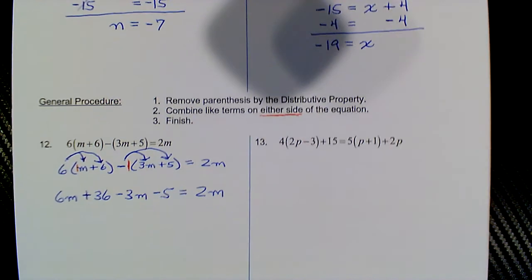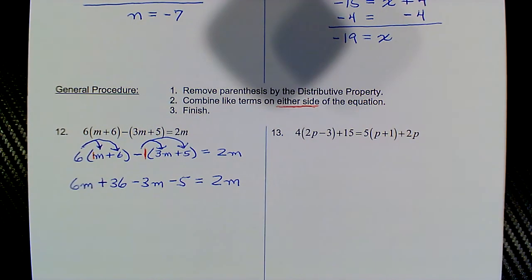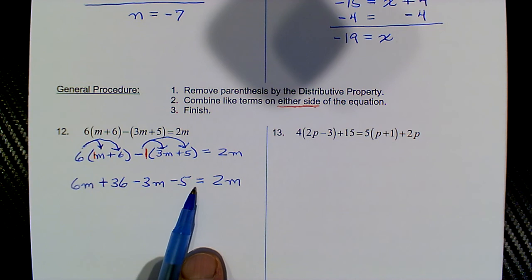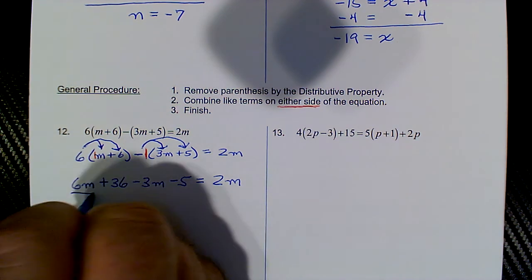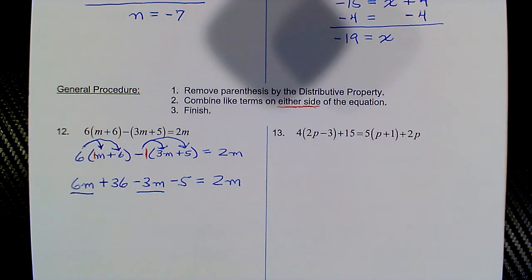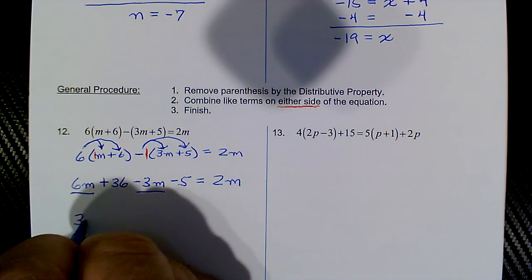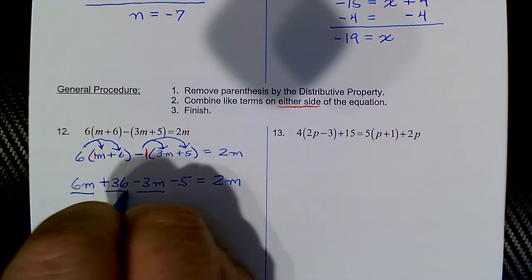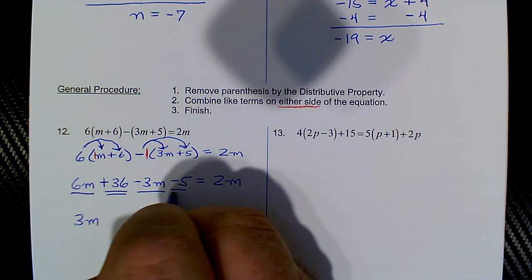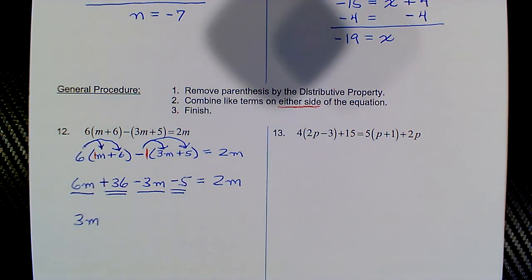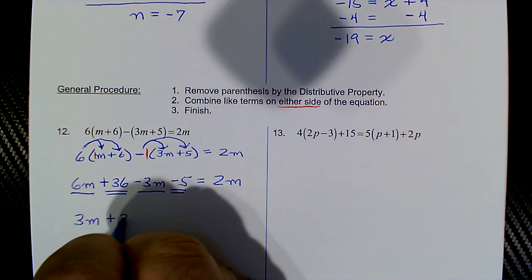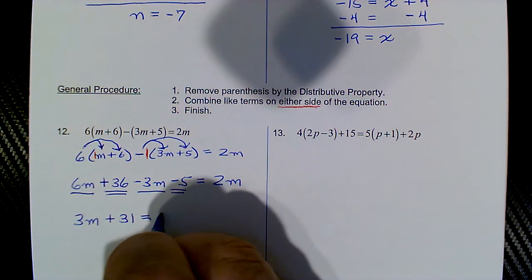Alright, now before we start to transpose, notice that on the left-hand side we have some like terms. In particular, the 6m and the negative 3m can be combined. So 6 minus 3 is 3, carry along the m. And then we also have these constant terms of positive 36 and negative 5, which can be combined to give us a positive 31. And that equals 2m.